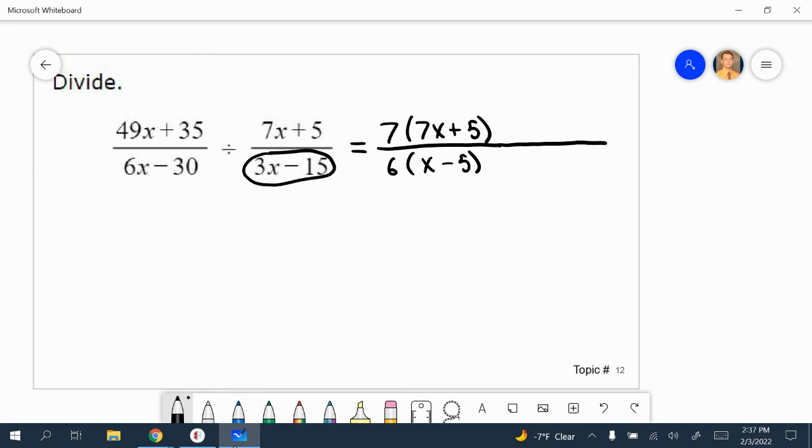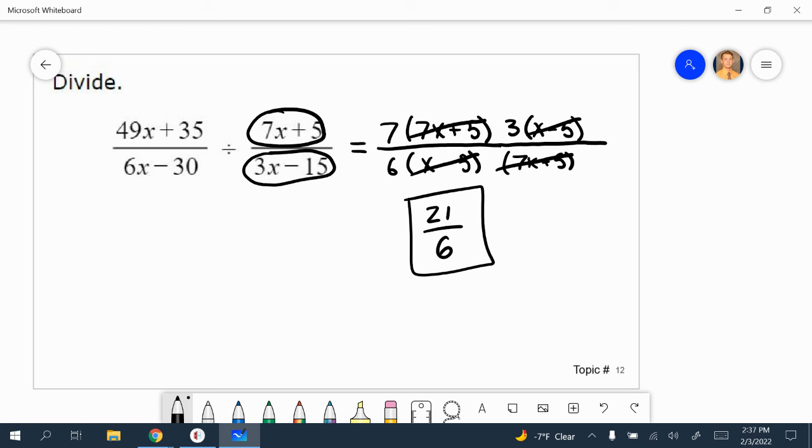So if I do that, I'll pull out a 3. That'll leave me with x minus 5. And then this one's going to go on the bottom. If I pull out, I can't pull anything out. It's just going to be 7x plus 5 for that one. And then I'm going to look to see what I can cancel out. Looks like I can cancel this with that, this with that. I'm left with 7 times 3, which is 21 over 6. And I believe that is my final answer because 21 cannot be divided by 6. So that's it for topic number 12.